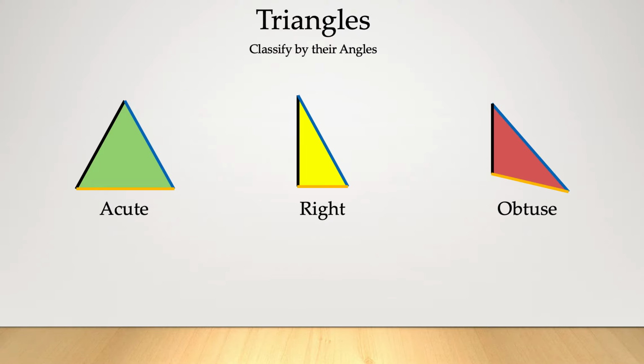Now let's go ahead and talk about how to do this. Well, we can classify triangles in 3 ways. We can either call it an acute triangle, a right triangle, or an obtuse triangle. Now how do we go about doing that?